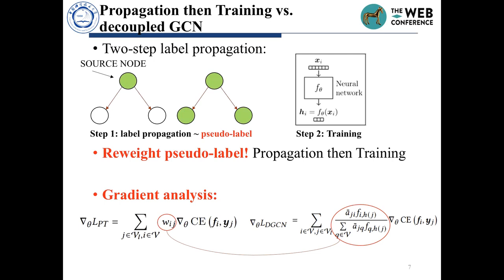in optimizing the neural model. We calculate the gradient of PT and decoupled GCN. By comparison, we find that by only setting the reweighting value Wij in propagation then training to this form, it is equivalent. Then propagation then training is equivalent with decoupled GCN. The equivalence has been proved.